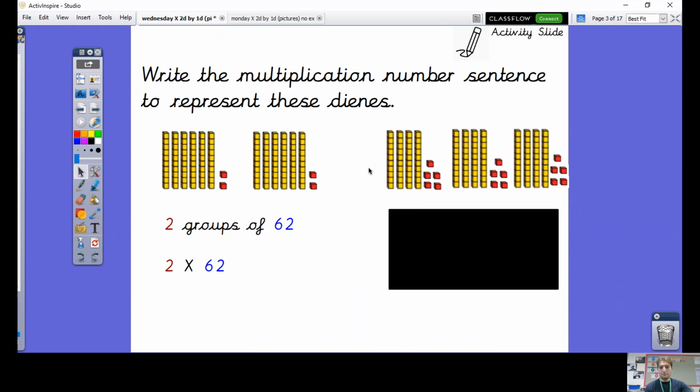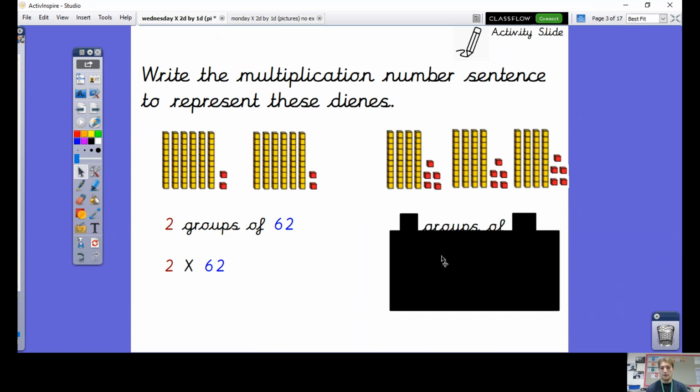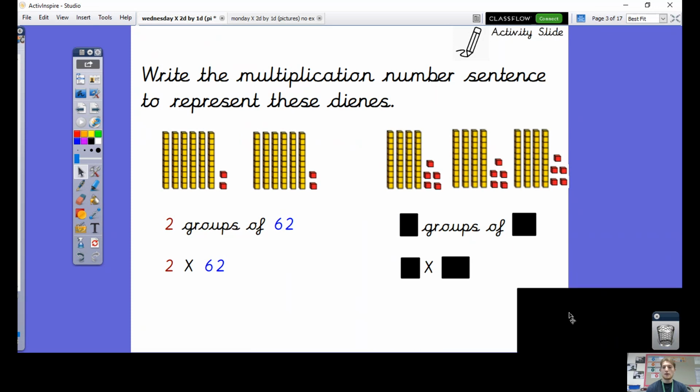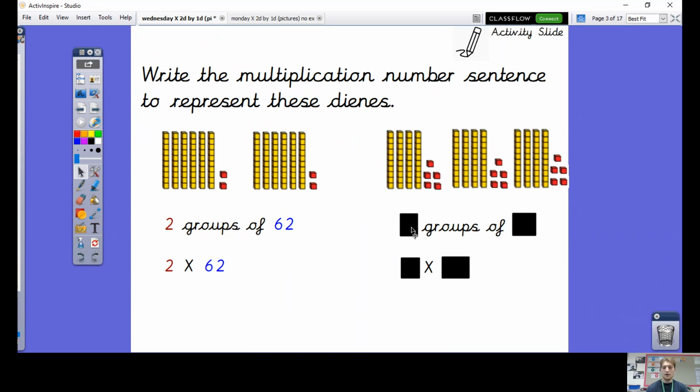Okay, let's go for the answer then. So I can see here that we have 3 groups. I'm just going to focus on this group here: 1, 2, 3, 4 tens, which is 40, and 1, 2, 3, 4, 5 ones. Oh, I've got it covered up twice. So we have 3 groups of 45, as there are 4 tens and 5 ones.